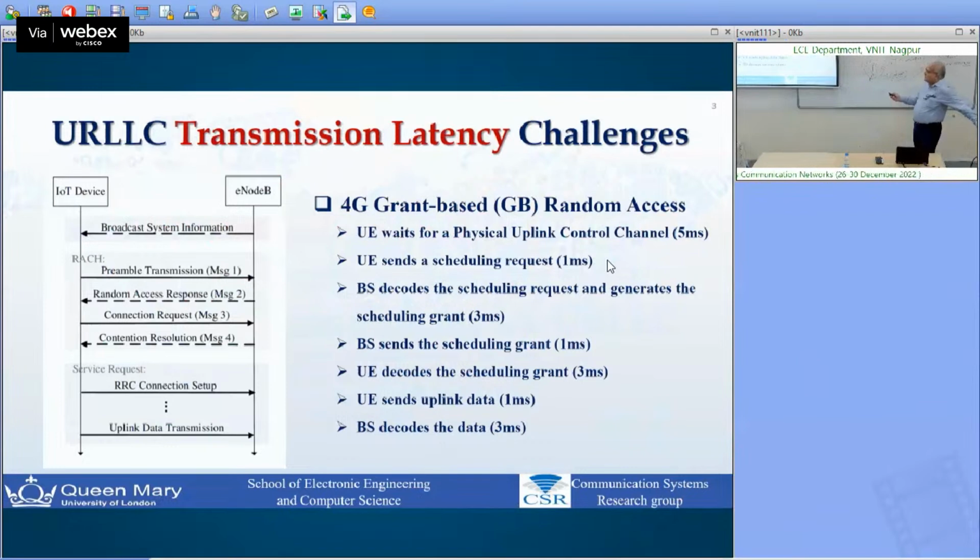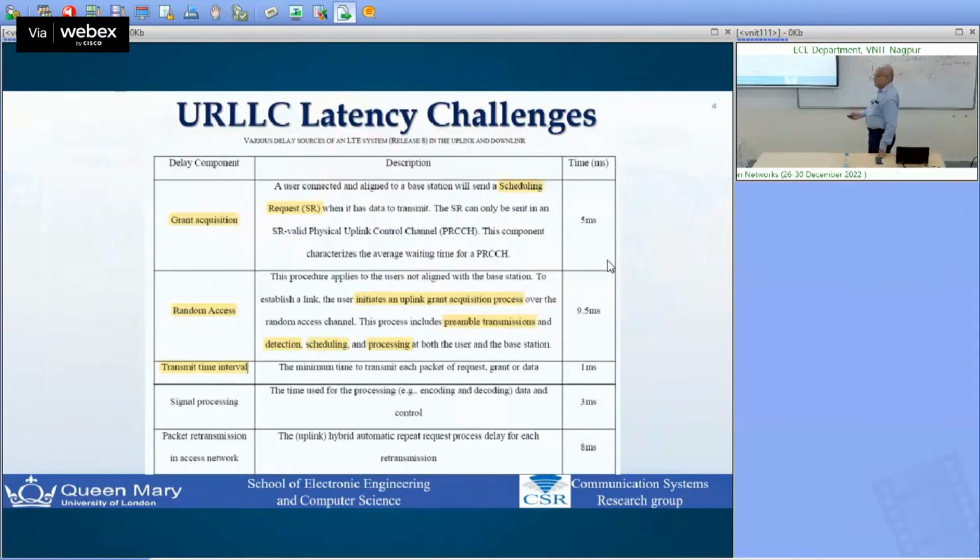So if you use grant based, you need at least 10 millisecond to start transmitting the data, because of the handshaking process. Now we don't need this, we want 1 millisecond, so therefore we are going to remove all these things. That's the motivation of having grant free.